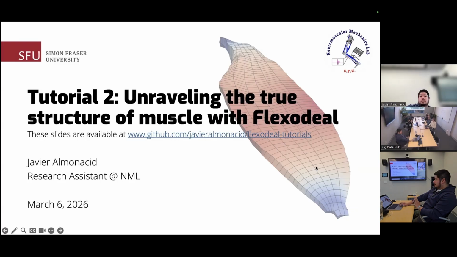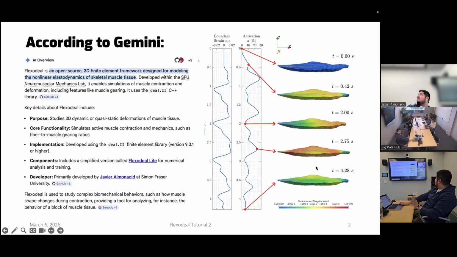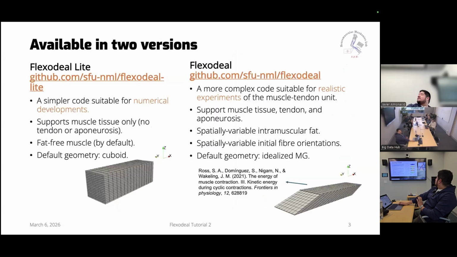Very briefly, we discussed this already. I found out that if you just put Flexodeal in Google, you already start getting the Gemini and ChatGPT results. So yet another description of what we do. And as I mentioned last week, Flexodeal comes in 2 versions, Flexodeal Lite and the full version. Today, we're going to be working with this one.